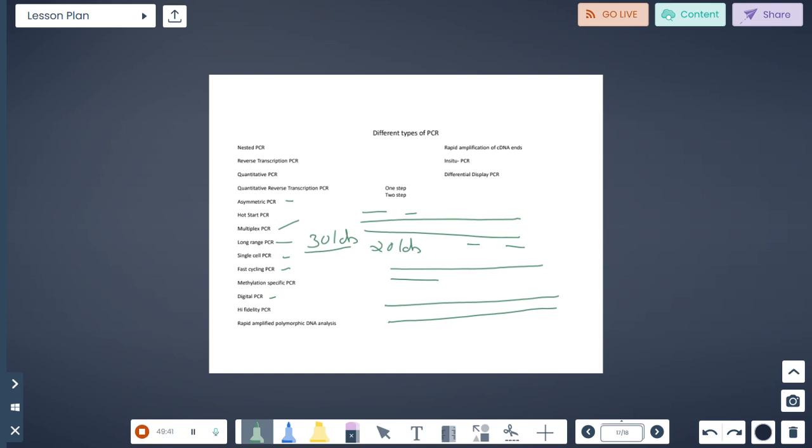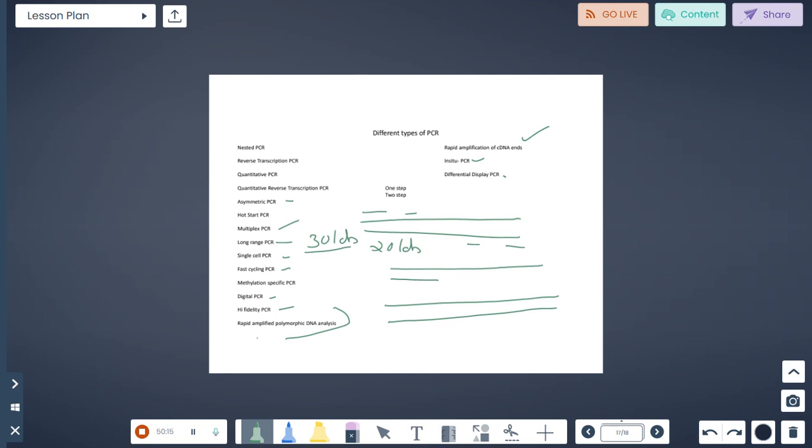High fidelity PCR means there won't be any misincorporation of nucleotides. And rapid amplified polymorphic DNA analysis is actually done for identifying genetic variations. Here an annealing temperature of 37 will be used when you are using operon primers. And another PCR is called rapid amplification of cDNA ends. Then in situ PCR means you will do it in tissues.